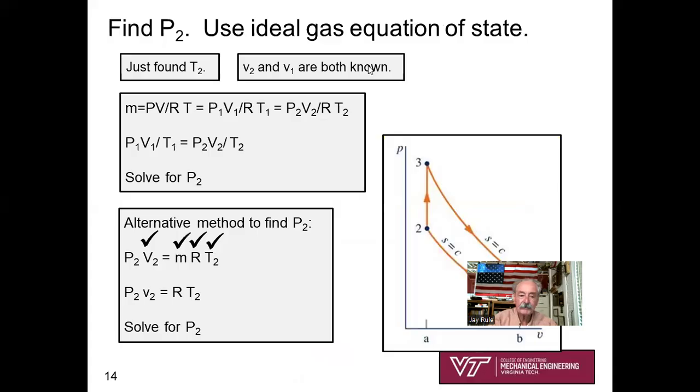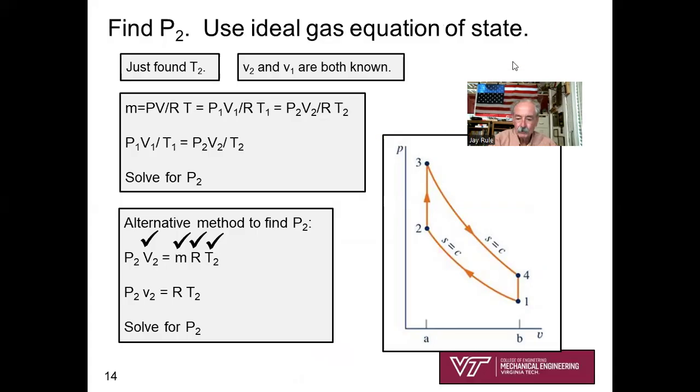All right, now we've got to find P2, because we're looking ahead, and we're given T3 in the problem statement. So somehow we've got to find T2. If I can solve for P2, I'm going to be in good shape. We just found T2, didn't we? In our previous work, we just found T2.